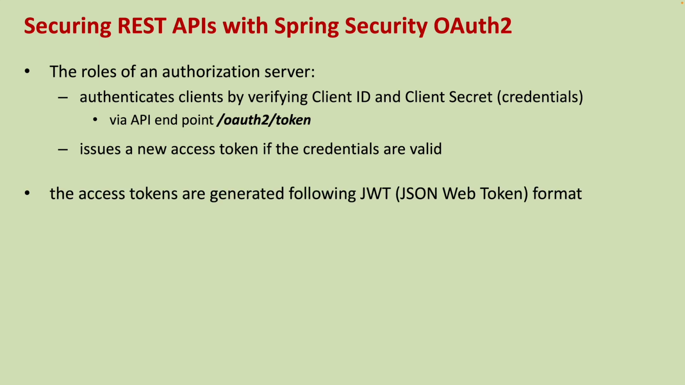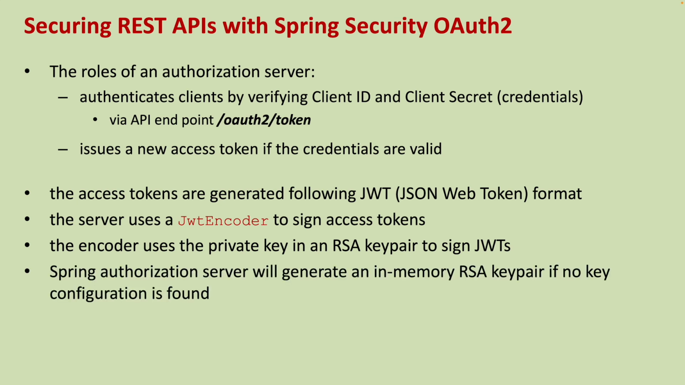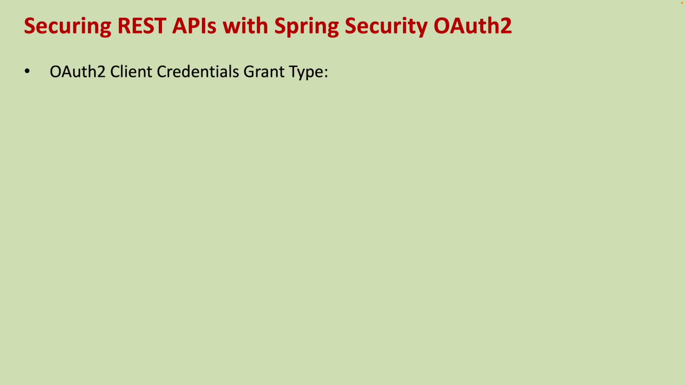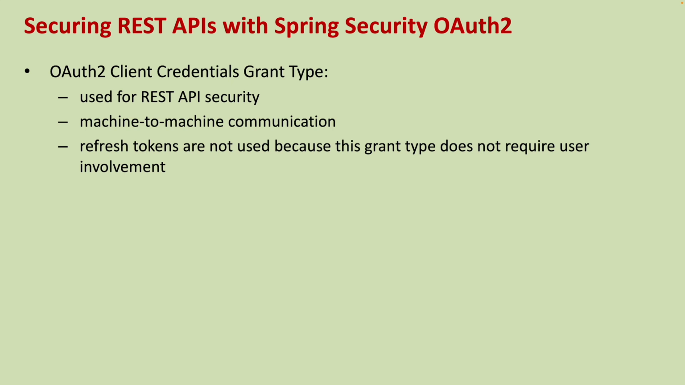Note that the access tokens are generated following the JWT, JSON Web Token format, and the server uses a JWT encoder to sign the access tokens, and the encoder uses the private key in an RSA key pair to sign the JWTs. And by default, Spring Authorization Server will generate an in-memory RSA key pair if no key configuration is found. And the OAuth2 client credentials grant type is commonly used for REST API security. It is machine-to-machine communication. So refresh tokens are not used because this grant type does not require user involvement.